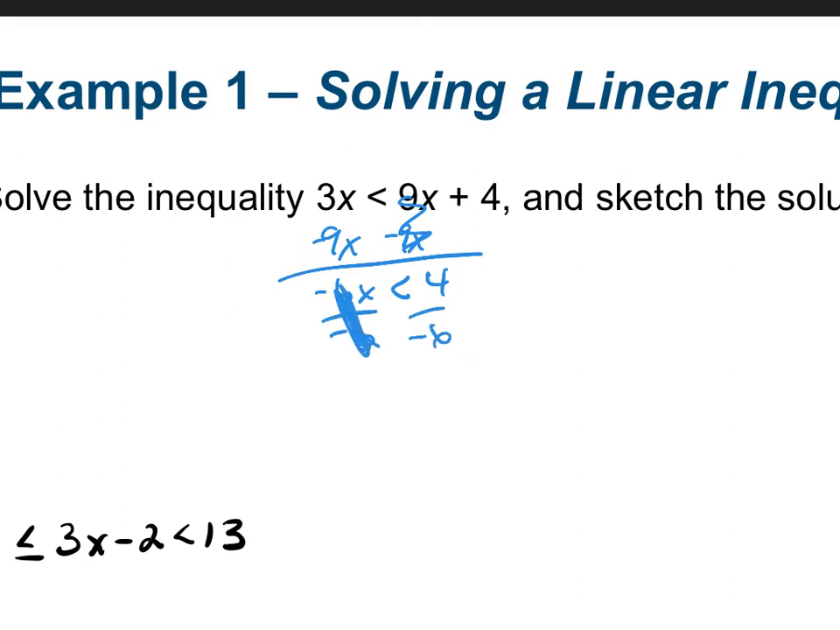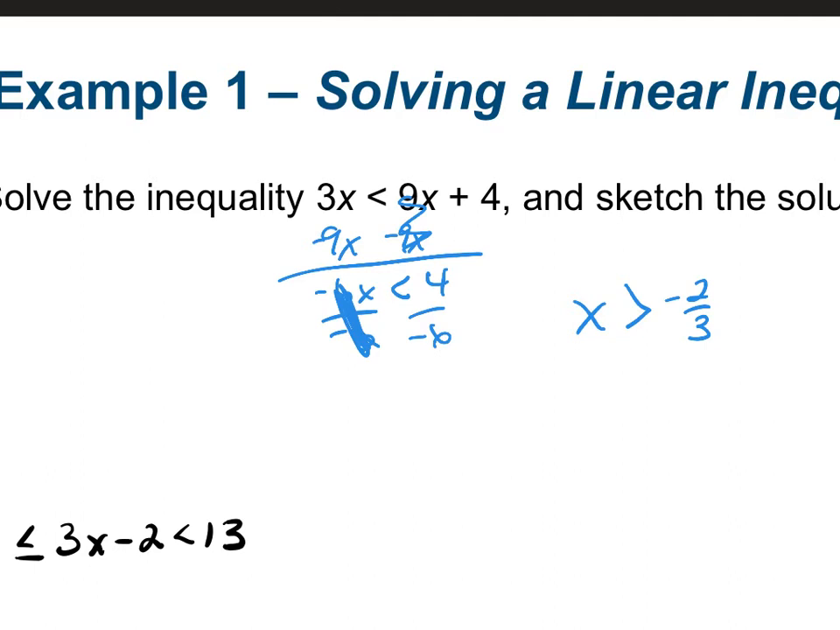Now, when I do that, I'm dividing by a negative number. So what do I do to the inequality sign? We're going to flip it. So x is greater than negative 2/3. There are 3 parts to every one of these answers. I need to see all 3 parts, so make sure you are aware of that. That's the first part of my answer.